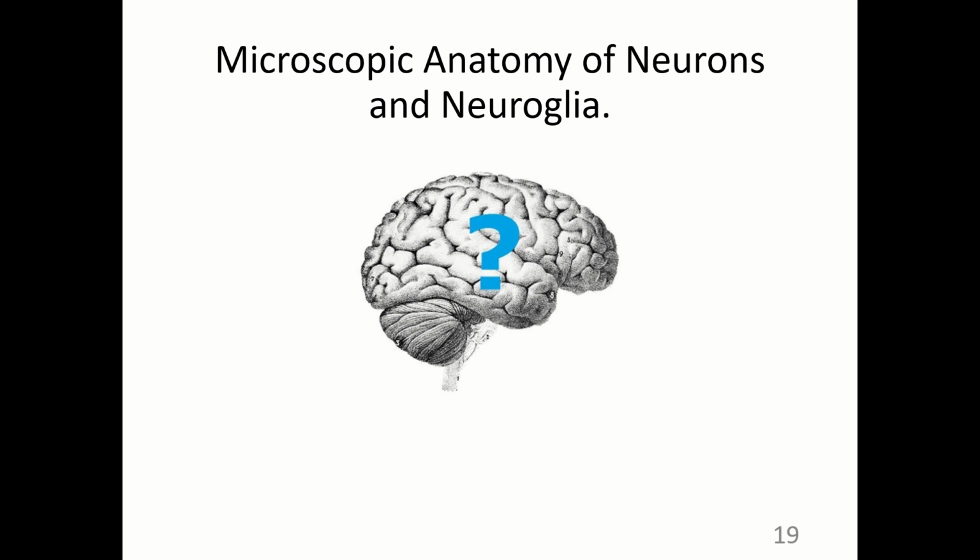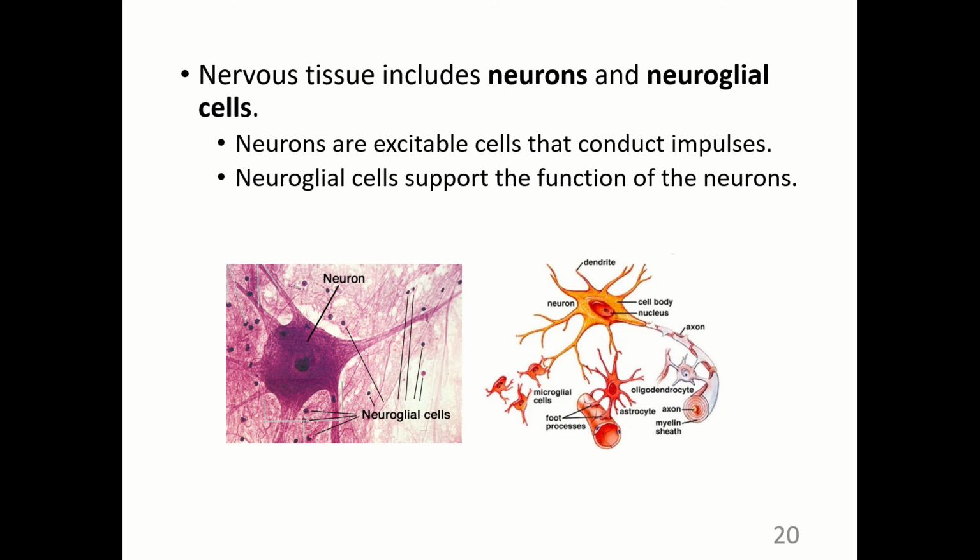Let's look at the microscopic anatomy of neurons and neuroglia. Nervous tissue includes neurons and neuroglial cells. Neurons are excitable cells that conduct impulses. They are the functional cells of the nervous system. Neuroglial cells support the function of the neurons.